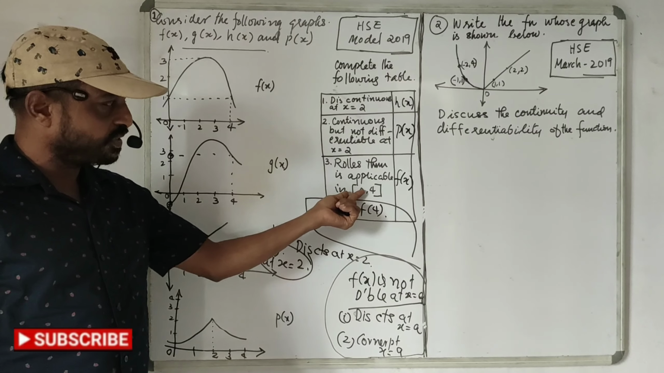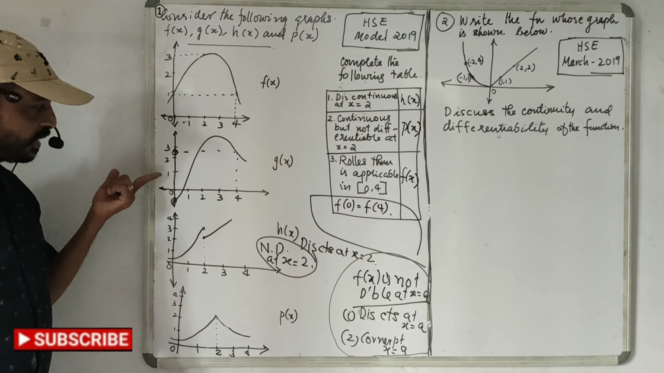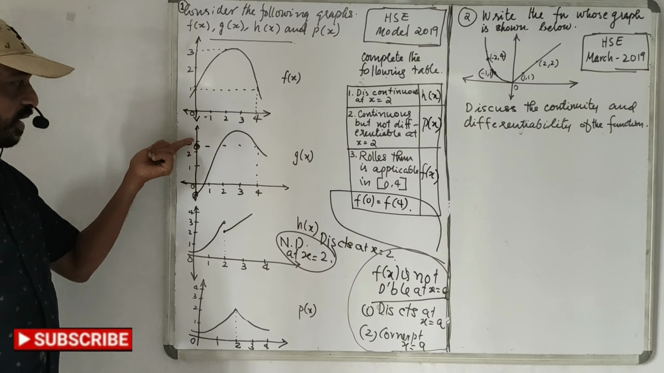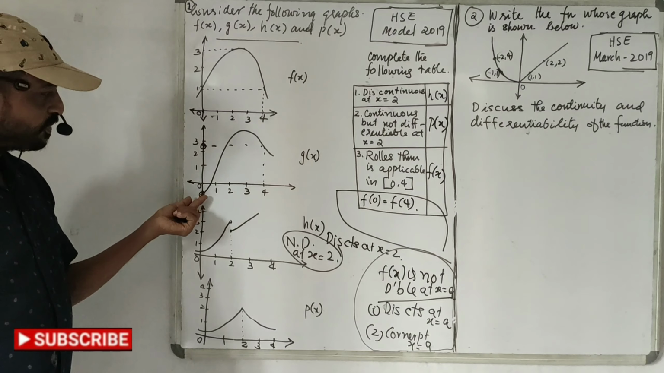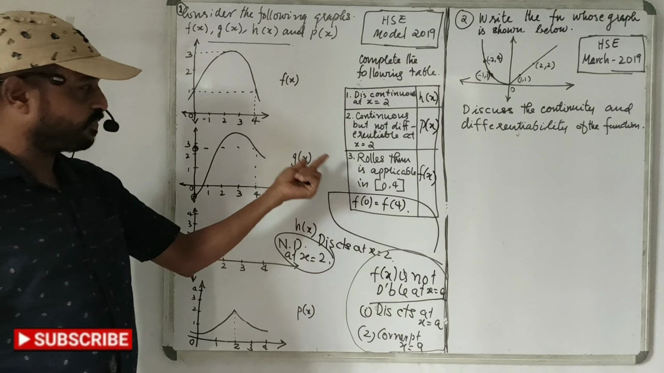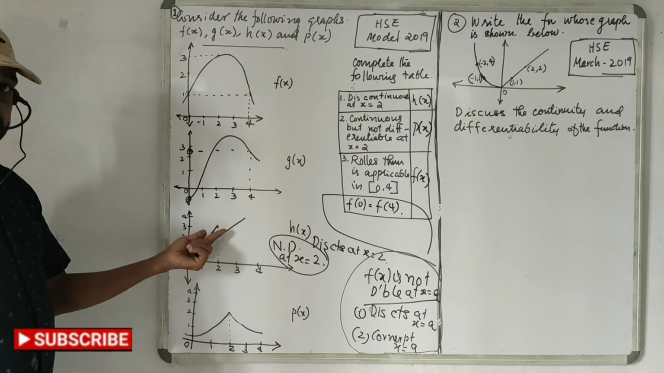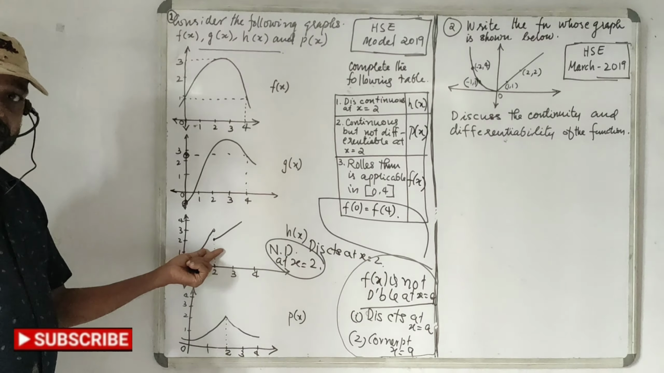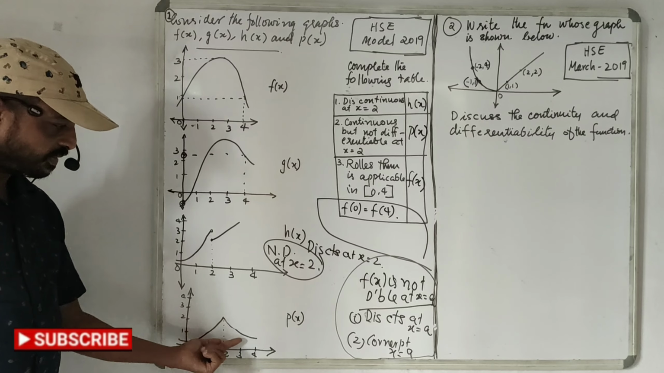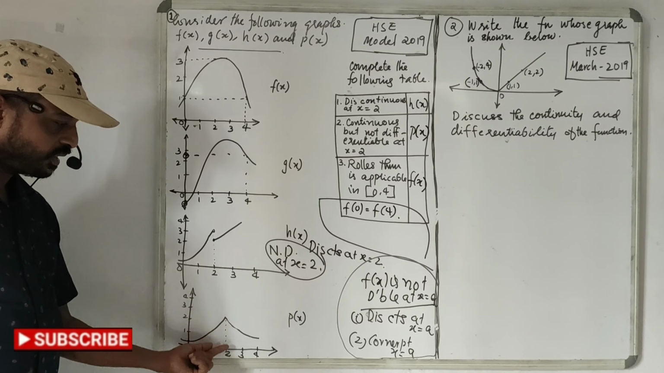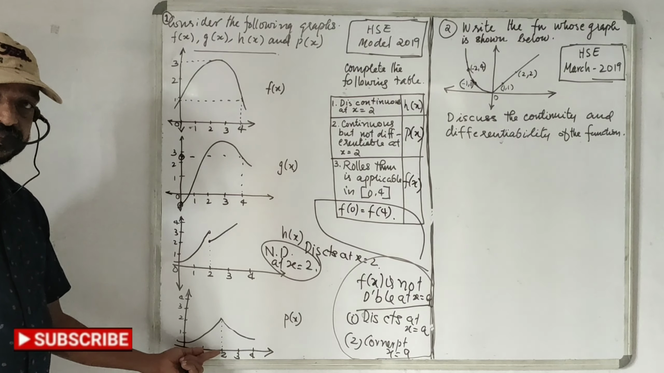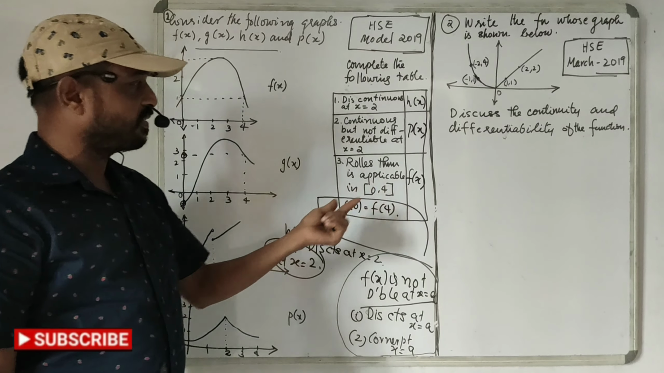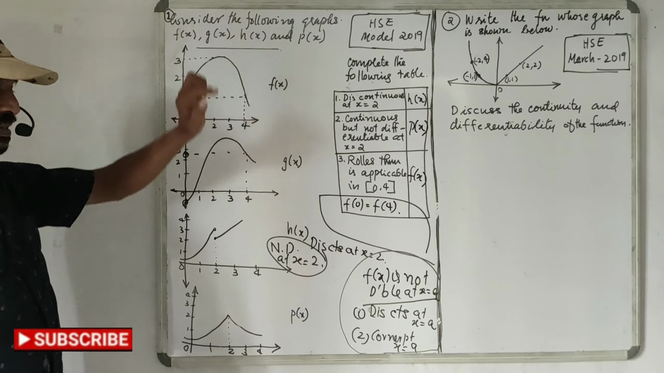See, so here f of 0 is not equal to f of 4. For f of 4, f of 0 is a negative number and f of 4 is... Rolle's theorem cannot be applied. This is not differentiable at x equal to, so for this function Rolle's theorem cannot be applied. So Rolle's theorem is applicable in the closed interval 0 for the function f of x.